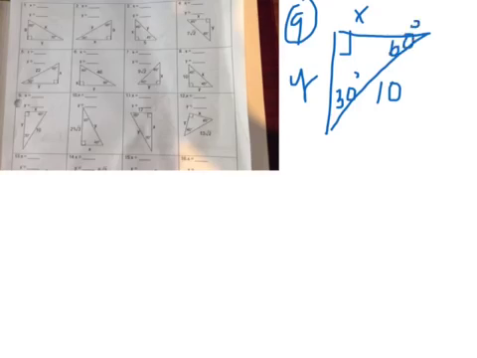Most of the times they don't tell you both the 30 and the 60. They figure that you can subtract 30 from 90 and get 60. So most of the time they're not going to give you that much on a diagram.